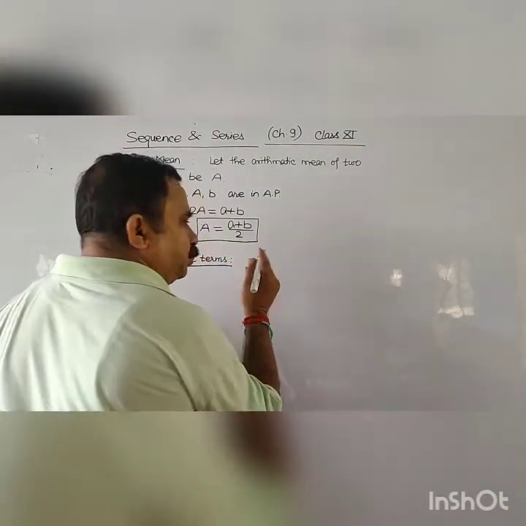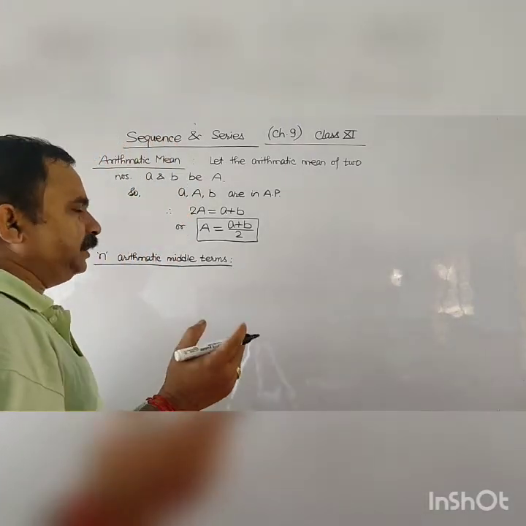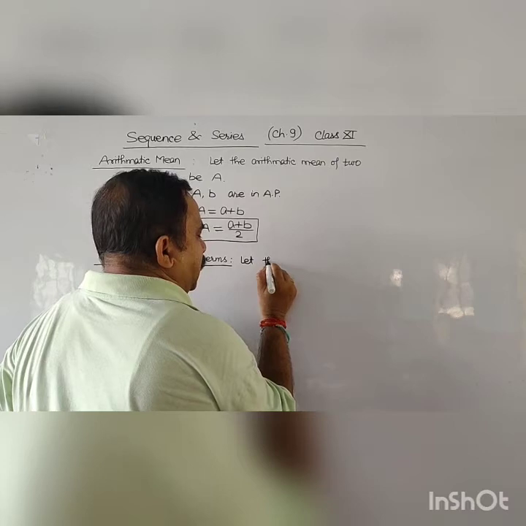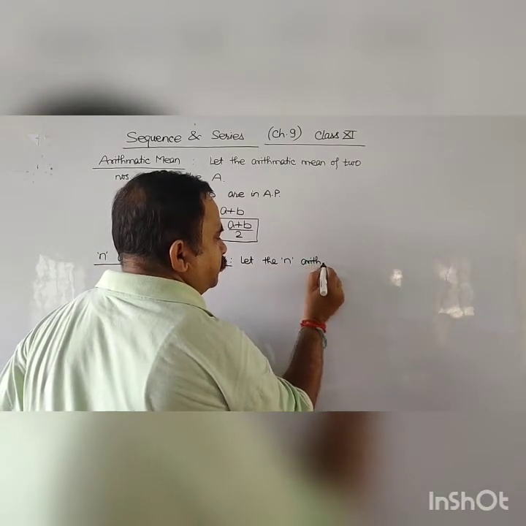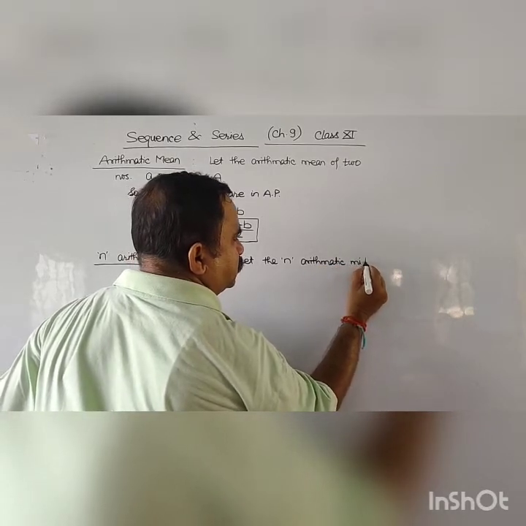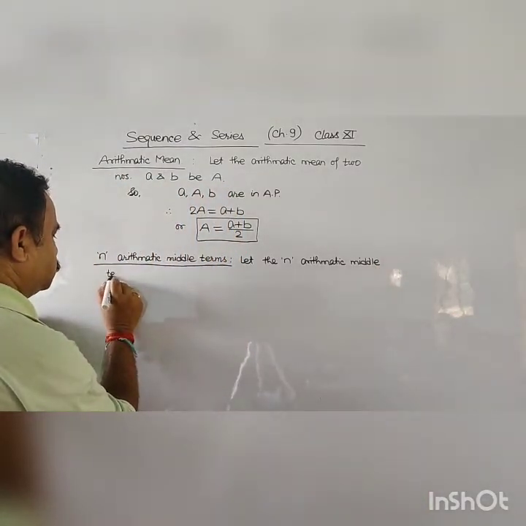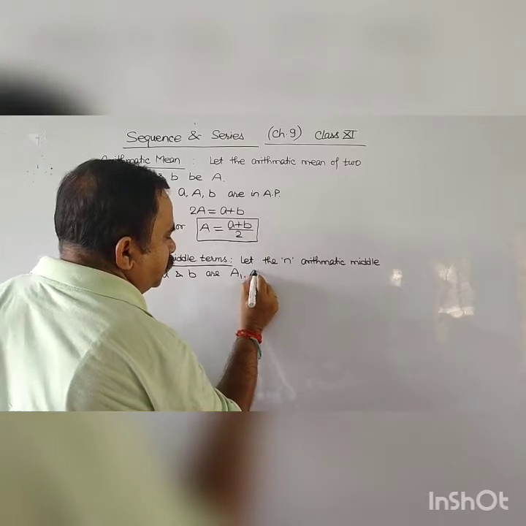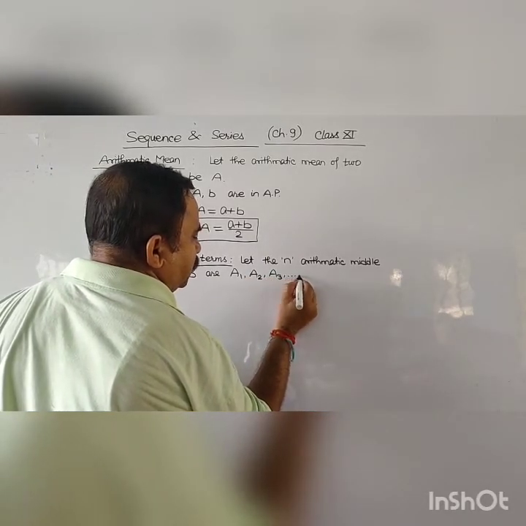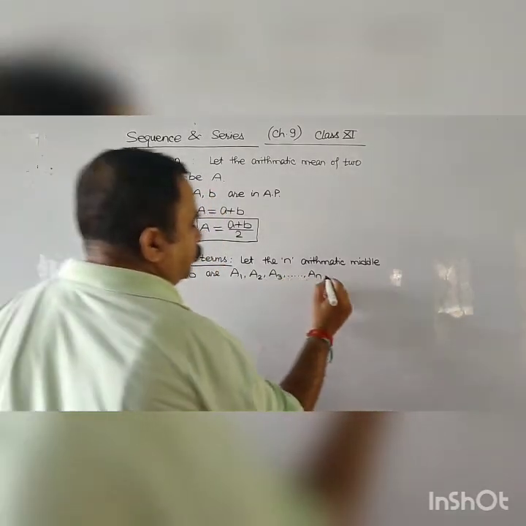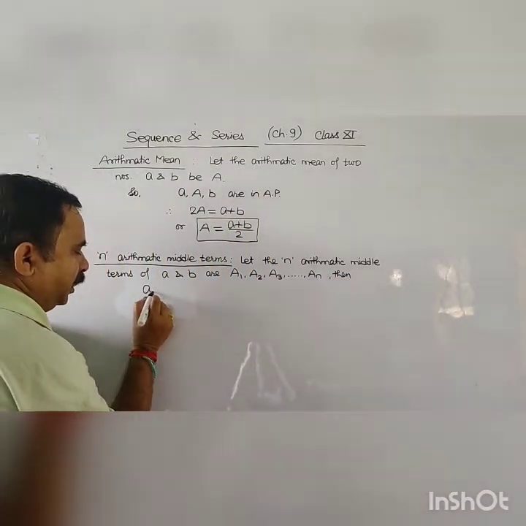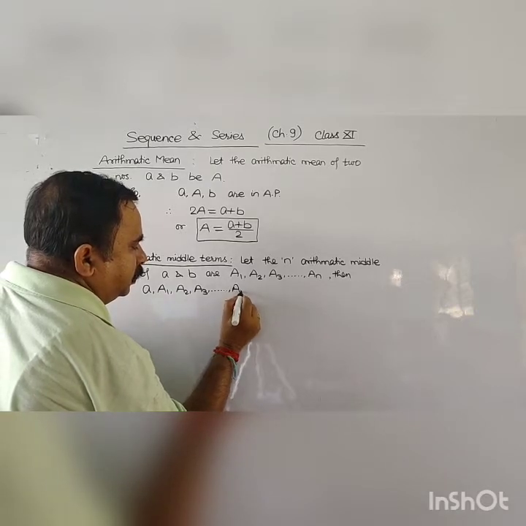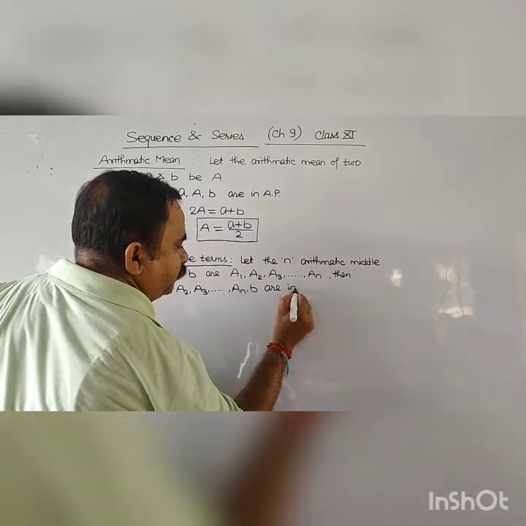Let A and B be any two numbers, and let A1, A2, A3, A4 and so on up to An be n arithmetic middle terms of A and B. Then A, A1, A2, A3 and so on up to An, B are in AP.